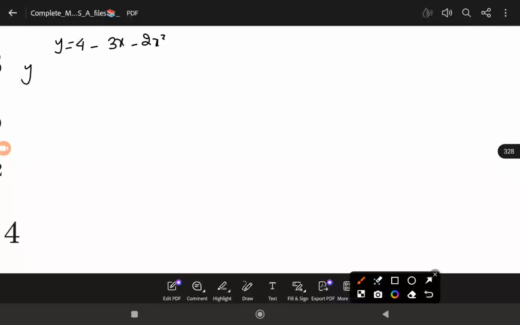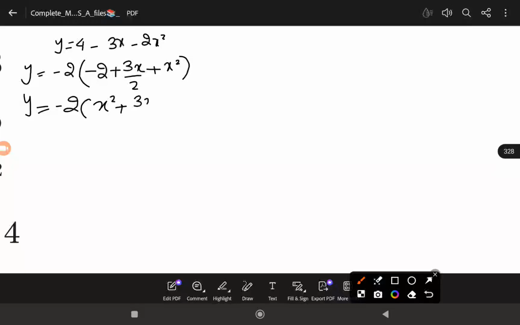So simply take minus 2 as a common number. So 4 divided by negative 2 will be negative 2. When we take the negative common, it will become positive. The 3x by 2, when we take common minus 2 from this, we will just get positive x squared. So our requirement is to get the positive x squared. Now I'm going to just rearrange the terms. After that, we'll apply the completing square method on this. x squared plus 3x by 2, then negative 2.